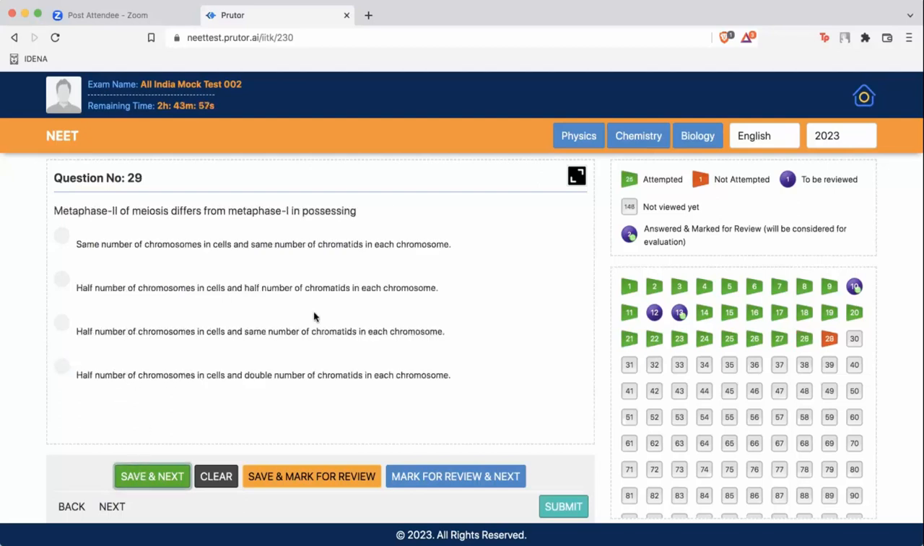Metaphase 2 of meiosis differs from metaphase 1 in possessing... Well, does it have the same number of chromosomes or different? Okay, let's say we start with 6 chromosomes, which are basically 3 homologs. So this is our cell. In metaphase 1, how many chromosomes do you have? We have 6 chromosomes, and in metaphase 2, now we only have 3 chromosomes. Half the number of chromosomes and same number of chromatids? No, half the number of chromosomes, half the number of chromatids, obviously.